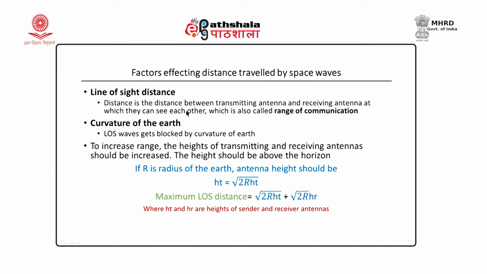They are aligned to each other. Whatever the transmitter will send, the receiver will catch it. This is what is meant by line of sight distance, and it is also known as range of communication. And the second factor which affects is the curvature of the earth, because the line of sight waves will always be blocked by the curvature of the earth.